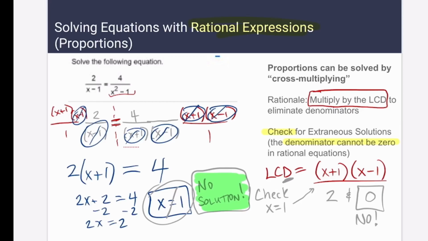And again, if you cross multiply and do the same method I did in the first one, you will get to a point where x is going to equal 1. And when you check it and substitute it, you'll still get the same issue. So there's no solution.